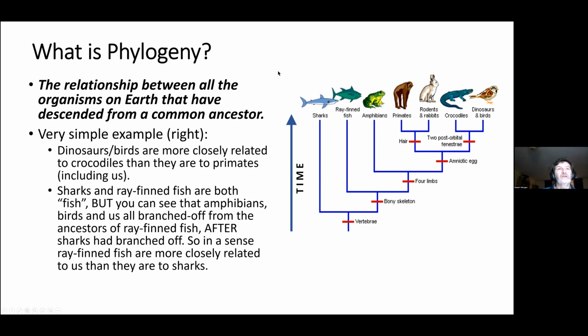And from that diagram, you can say that, well, dinosaurs stroke birds are more closely related to crocodiles, for example, than they are to primates.